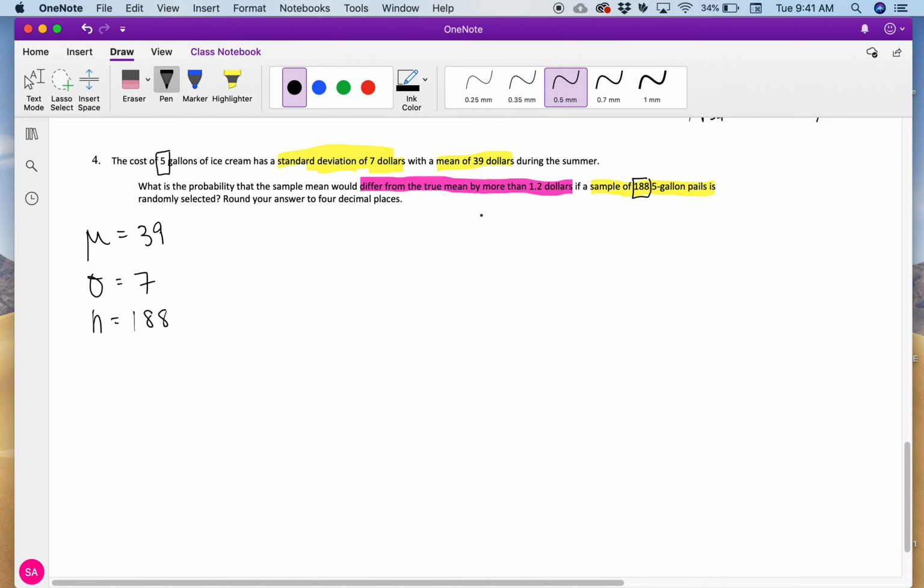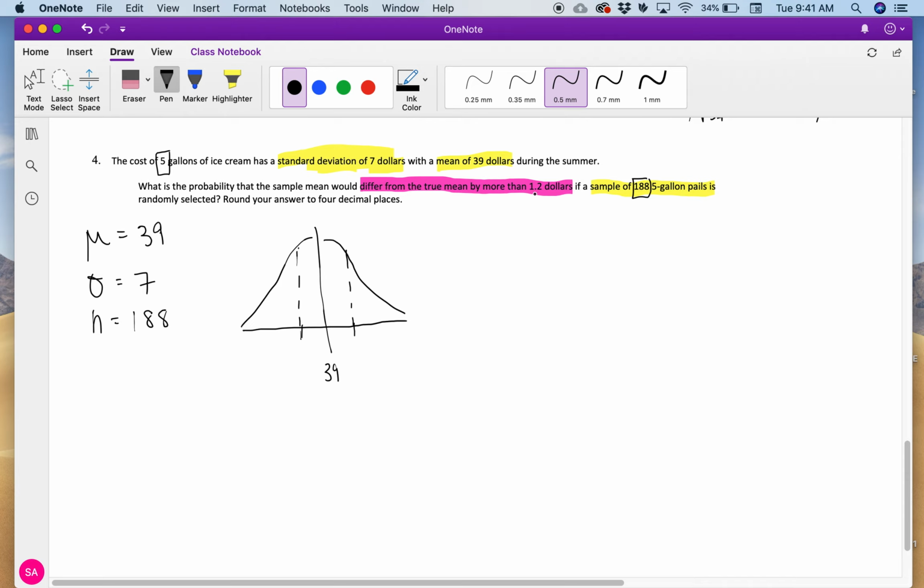Okay. Let's deal with this part highlighted in pink. So I'm going to draw my curve. I feel like drawing curves and seeing what you're looking at is very helpful. So just like the last problem, we're going to have to find two z-scores. But first you actually want to figure out their actual data values. So remember this mu, that's exactly in the middle, which is 39.